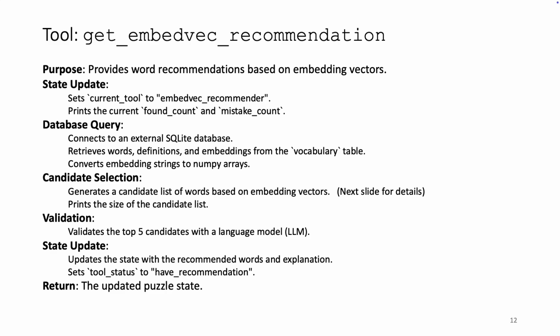The Get Embed Recommendation tool is designed to make word group recommendations using embedding vectors described in the prior slide. It does this by retrieving word embeddings and definitions from an external SQLite database, generating a list of potential word recommendations based on embeddings, ensuring quality by using a large language model to validate the top candidates, and incorporating the validated recommendations into the puzzle state. The tool ultimately returns an updated puzzle state with a word group recommendation.